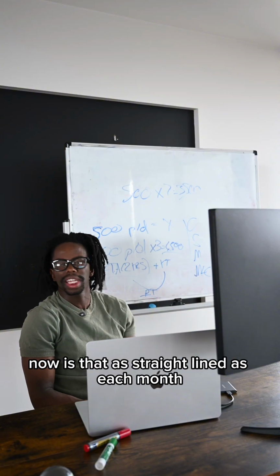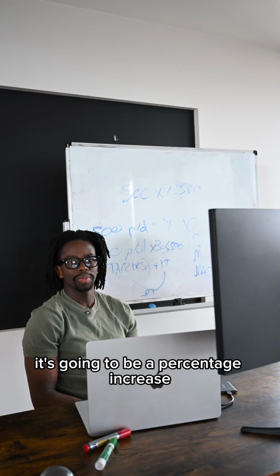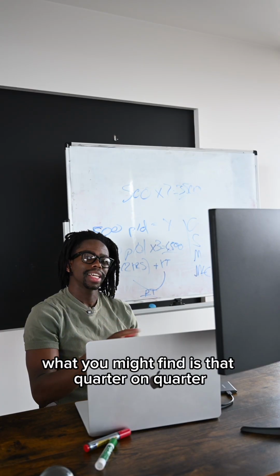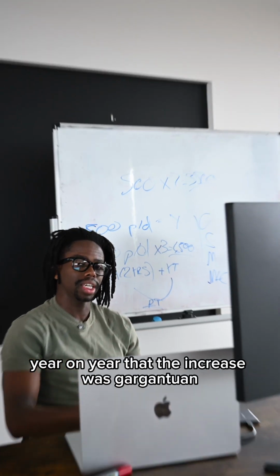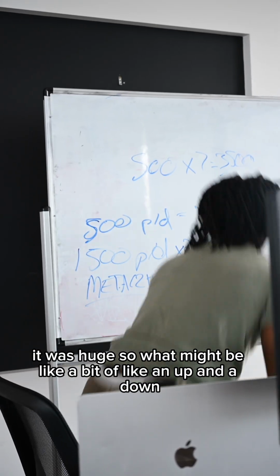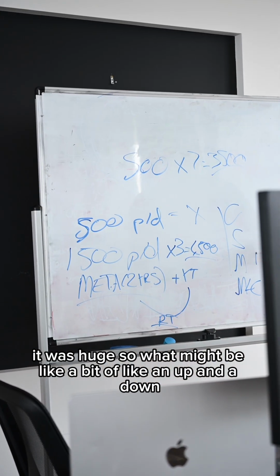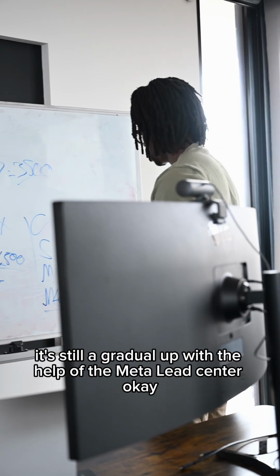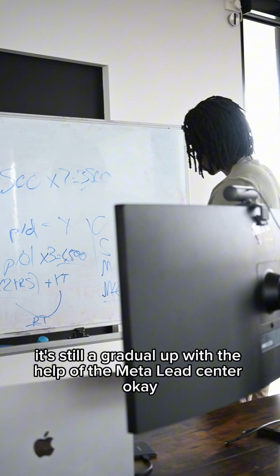Now, is that as straight lined as each month it's going to be a percentage increase? No, that's not how business works. But what you might find is that quarter on quarter, year on year, the increase was gargantuan, it was huge. So what might be a bit of an up and a down is still a gradual up with the help of the Meta Lead Center.